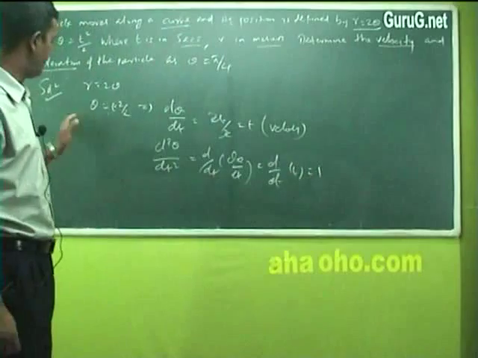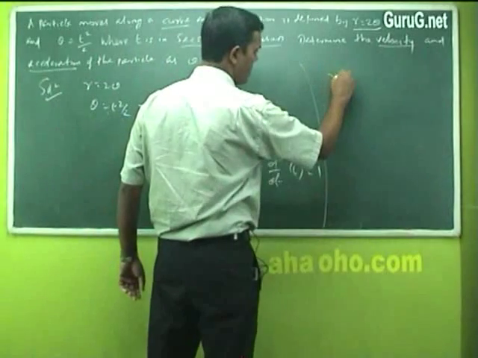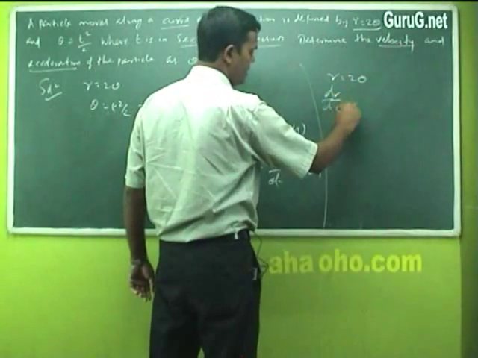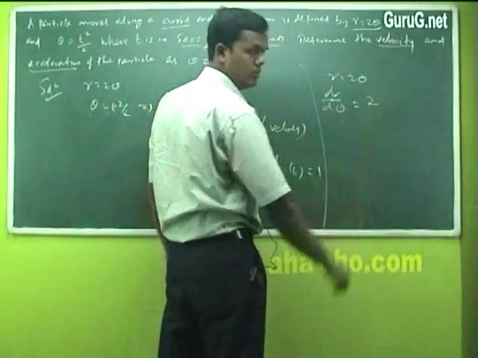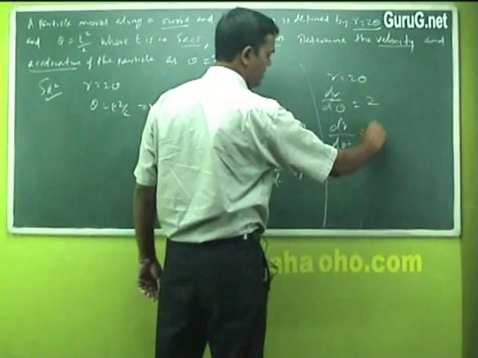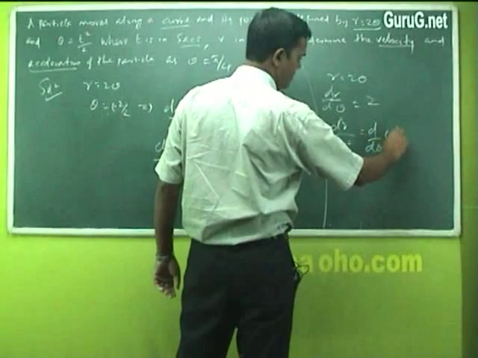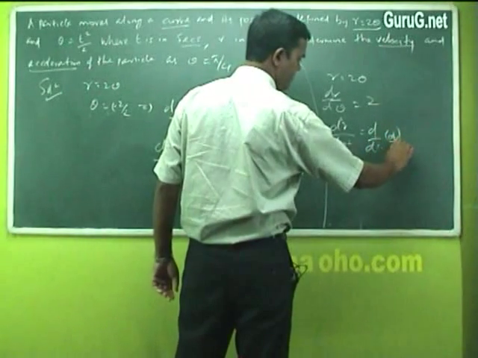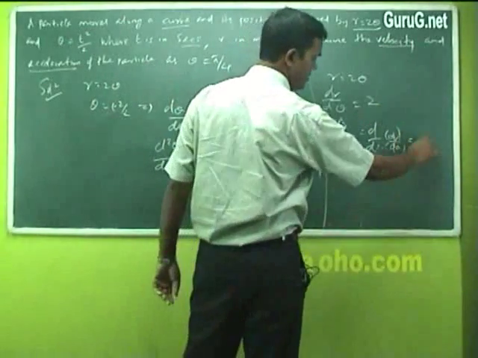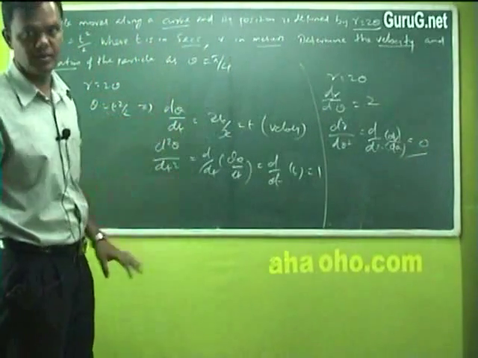So that's it. Then you go for r equal to 2 theta. What will you write for velocity? dr by d theta. What is the value we get here? It's 2, is it not? Again, d square r by d theta square, that is d by d theta of dr by d theta. This value is a constant, so it is 0. Is it not? Again, differentiating.